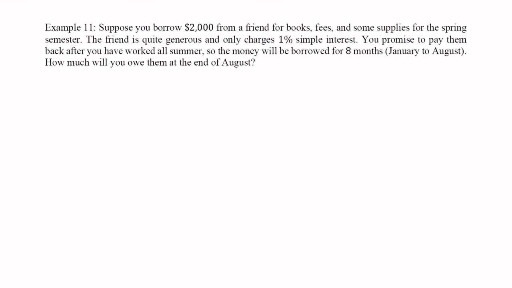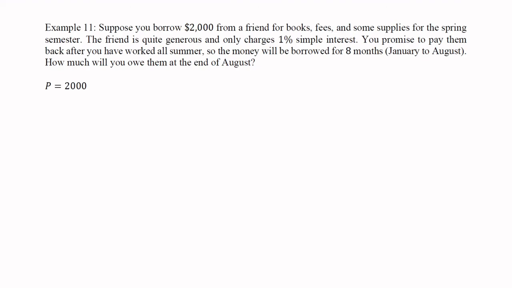Suppose you borrow $2,000 from a friend for books, fees, and some supplies for the spring semester. The friend is quite generous and only charges 1% simple interest. You promise to pay them back after you have worked all summer, so the money will be borrowed for 8 months, January to August. How much will you owe them at the end of August?